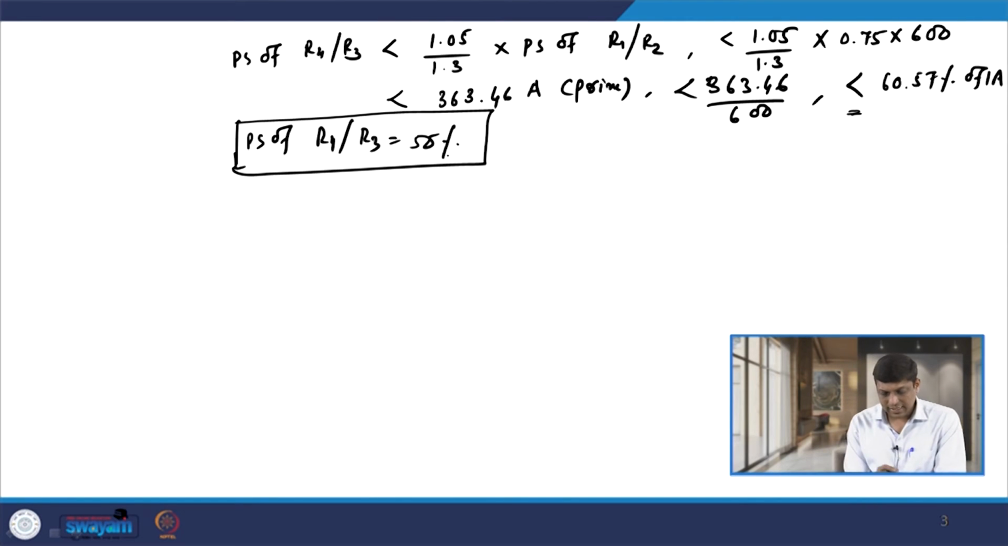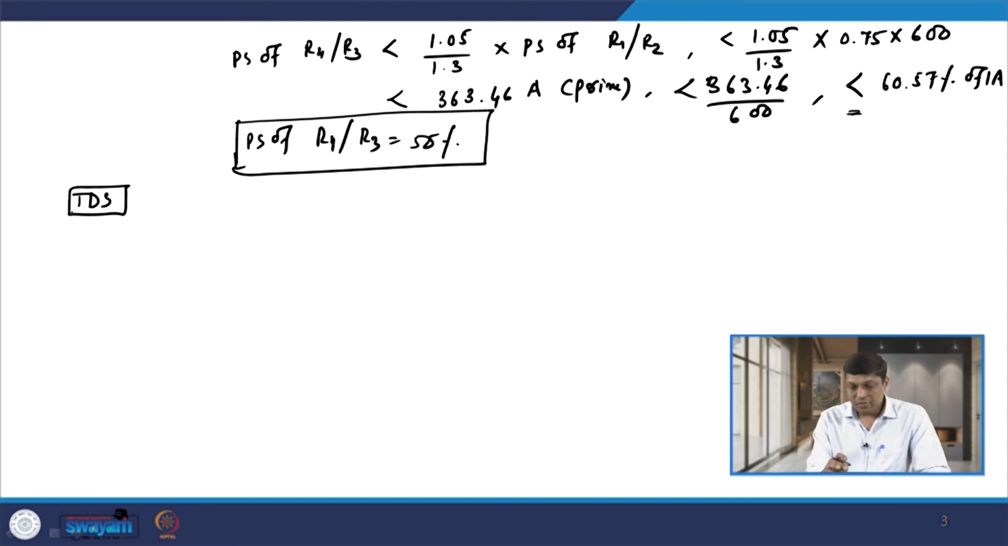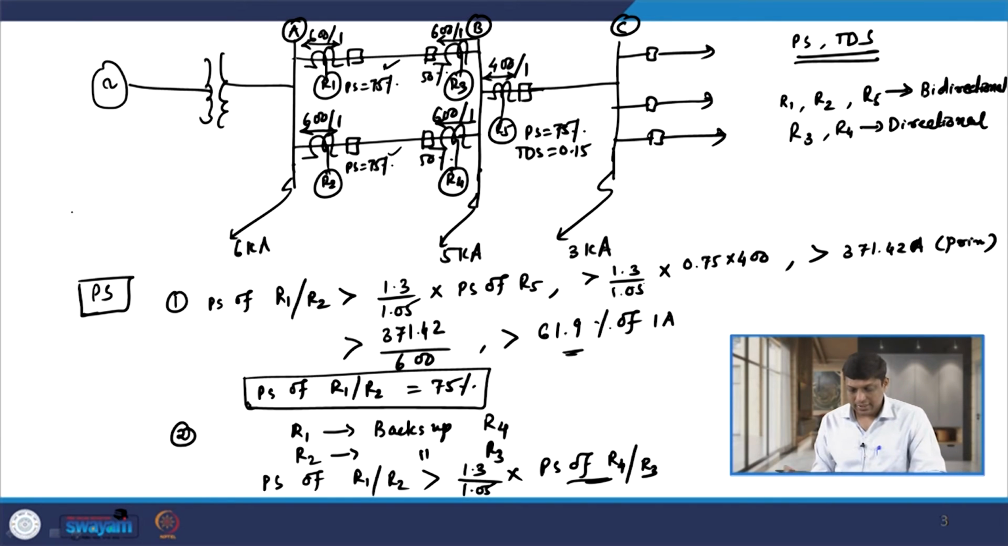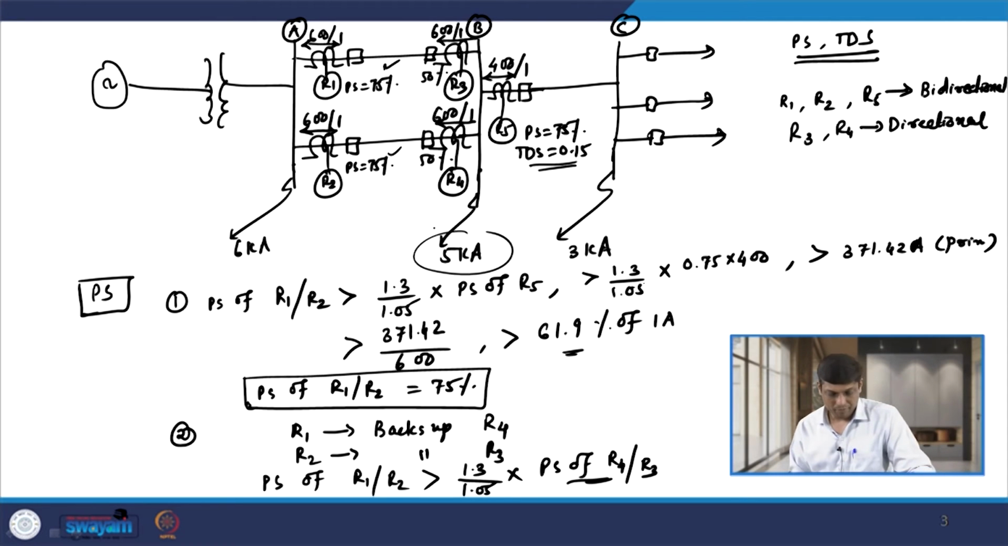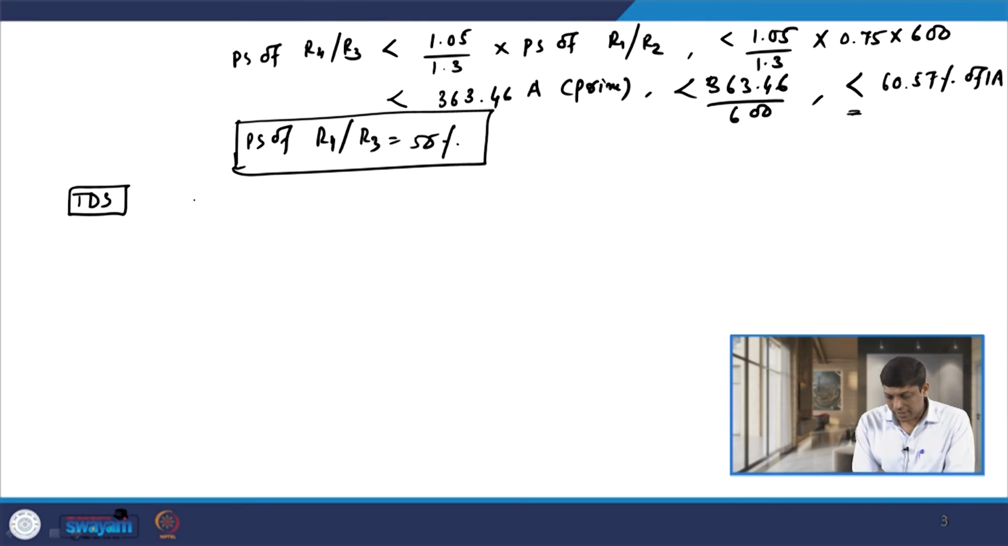Okay. Now, let us decide the time dial setting. As I told you in the earlier case, the time dial setting of relay R5 is given, that is 0.15. We have to coordinate relay R5 with relays R1 and R2, because all these three relays are bidirectional, and we have to coordinate R5 with R1 and R2 for a fault level of 5 kilo ampere. So, let us coordinate relay R5 with relays R1 and R2. That is the first thing.